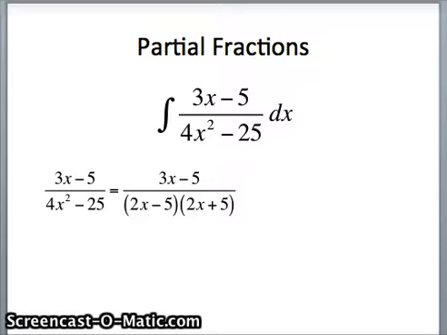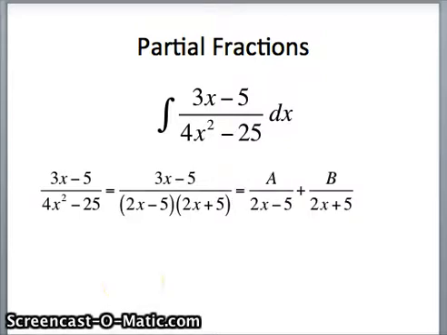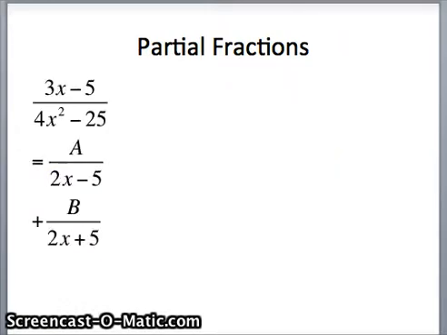That's our general strategy. We're going to call the numerators a and b. We're going to rewrite that fraction as a over 2x minus 5 plus b over 2x plus 5. And our strategy is going to be to determine what a and b are using algebra. So we're certainly capable of doing that. I'm going to go ahead and rewrite this vertically. So 3x minus 5 over 4x squared minus 25 equals a over 2x minus 5 plus b over 2x plus 5.